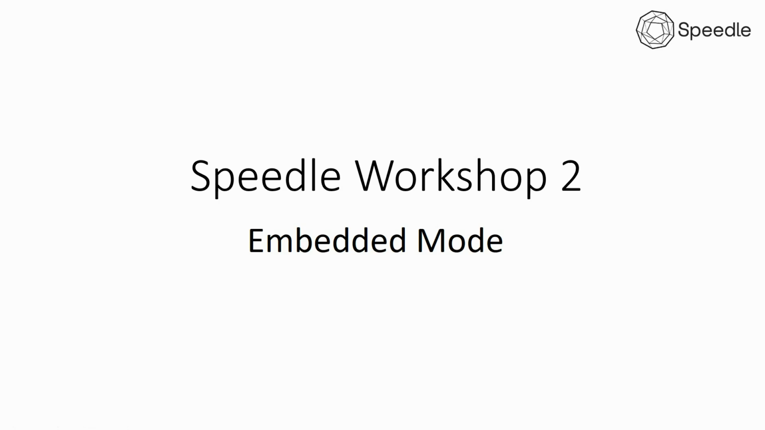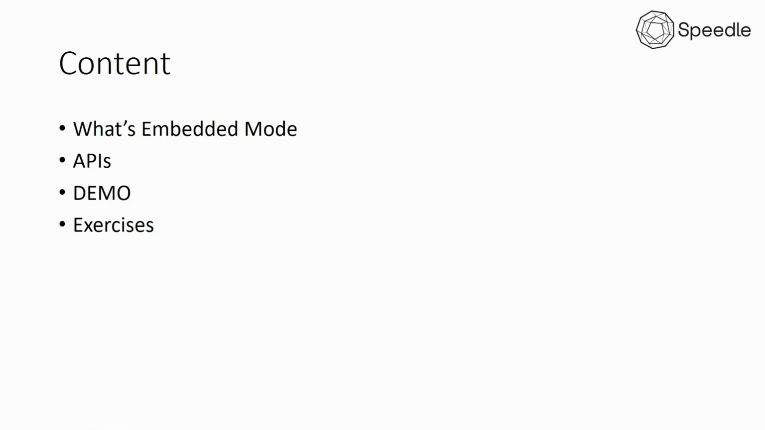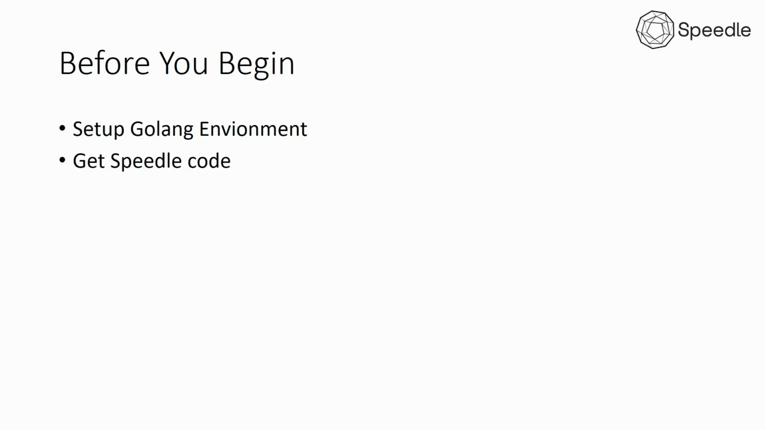In this workshop, I'm going to introduce what is Speedle embedded mode and how to embed Speedle into your application. First of all, I'm going to describe what is Speedle embedded mode and show you the APIs, and then demonstrate how to embed Speedle into your application. At last, I'll ask you to do some exercises. Before you begin, please set up Golang environment and get Speedle code from repository.